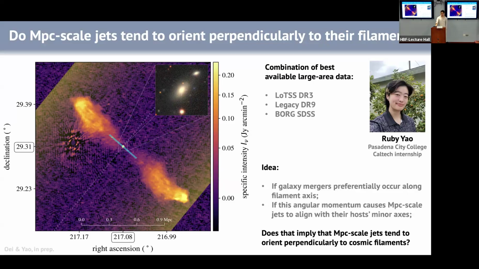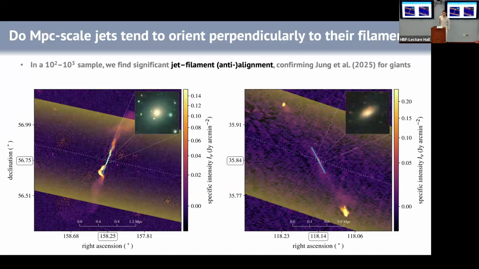Yeah. So here are two more examples, and we have a few hundred examples of these where we can measure the orientation of the filament and the orientation of the jets. And actually, in April, there was another paper by another research group that found a similar trend like this, but then for the smaller jets.